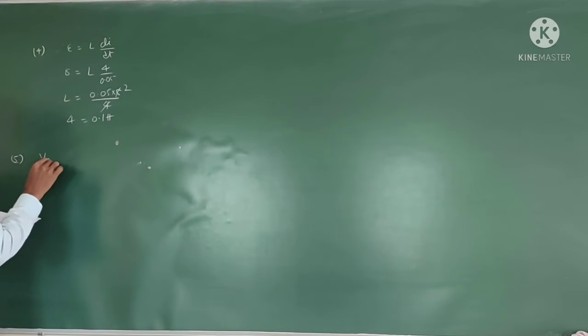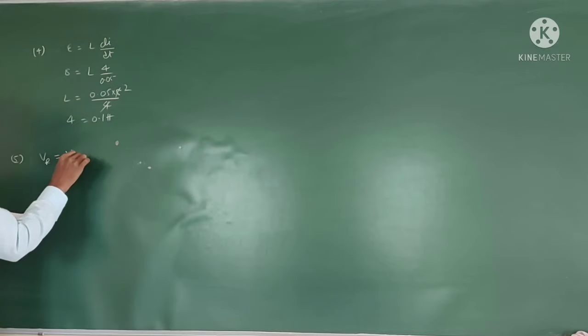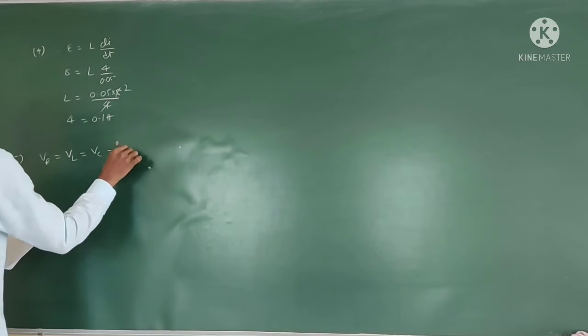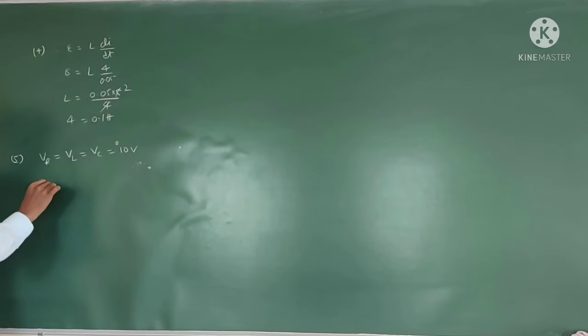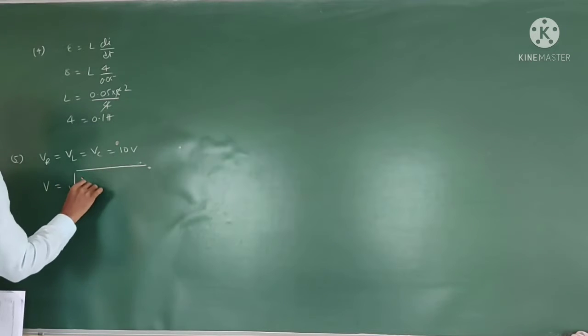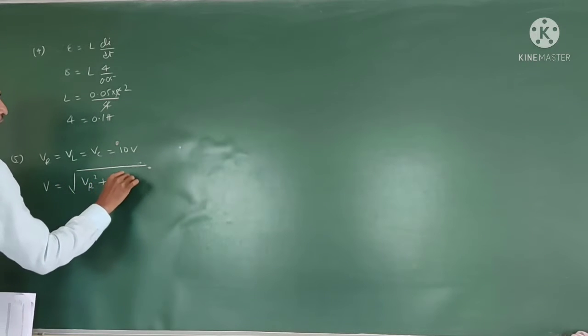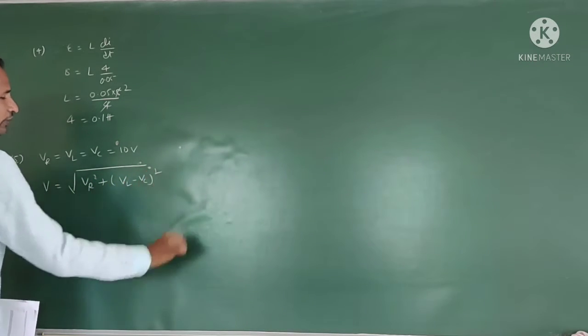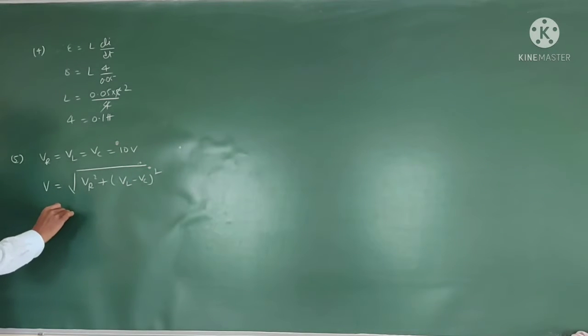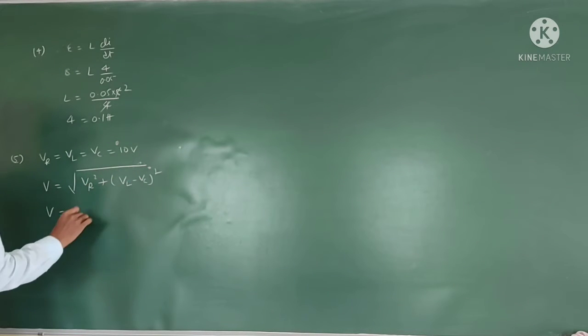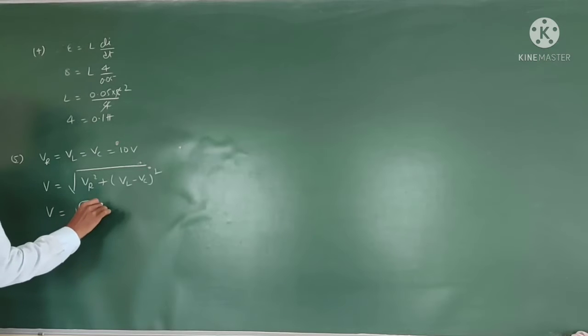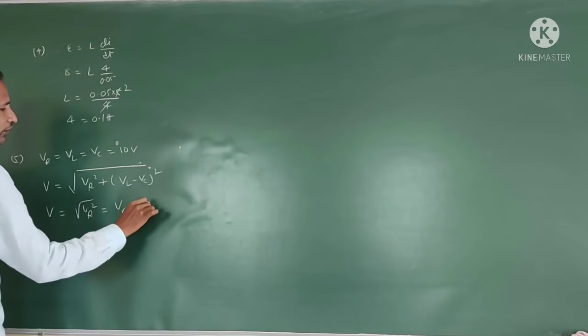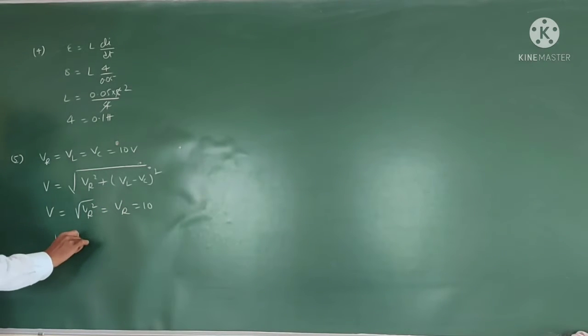So, VR is equal to VL is equal to VC, 10 volts. What is the voltage formula? V is equal to under root of VR square plus VL minus VC whole square. Then VL and VC are the same, so this cancels. This is VR square, this is VR, this is 10. So V is equal to 10 volt.